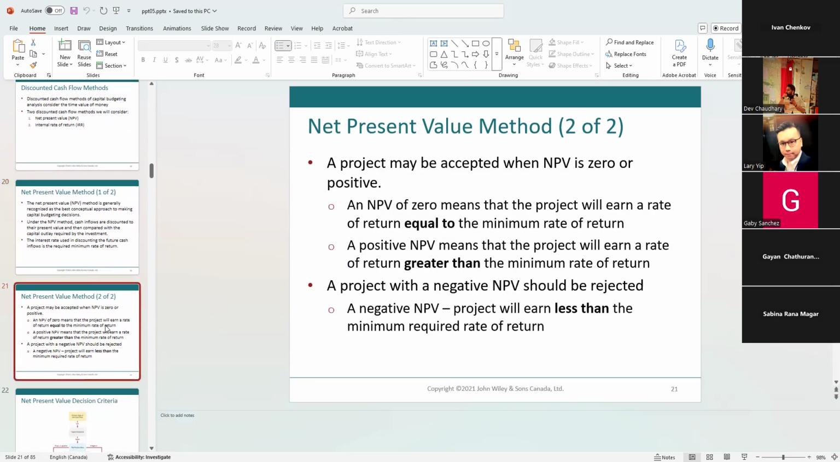Now, there are three options for the net present value when we do calculations. Option one is the net present value to be zero, means the project will earn the return which equal to the minimum rate of return, which we're using to discount our cash flow. It can be positive, means the project will earn more than the minimum rate of return, which is used as a discount percentage for our flow. And the negative, which means the project is not going to reach the required rate of return, which is our discounted rate.